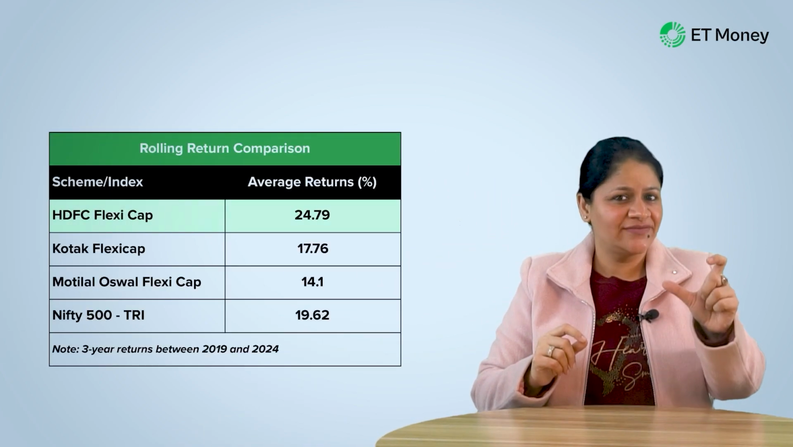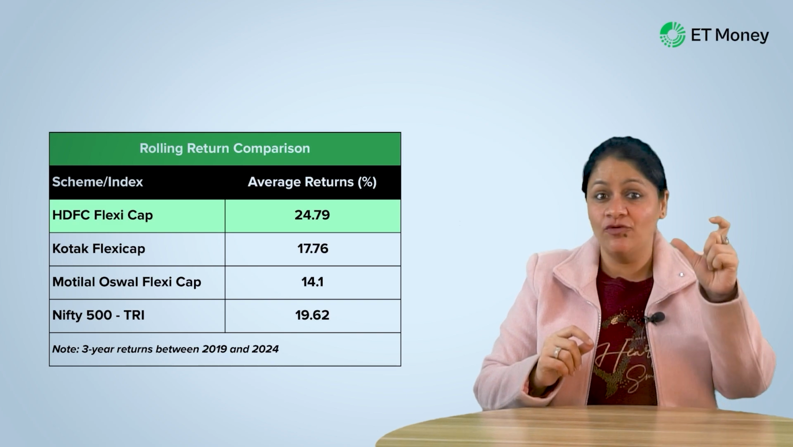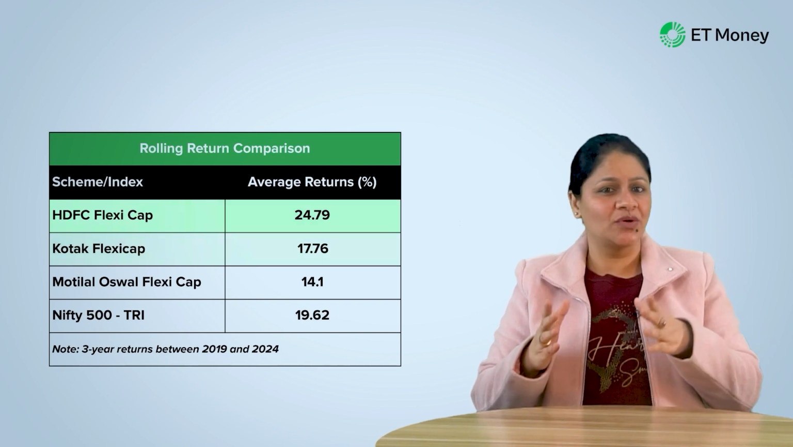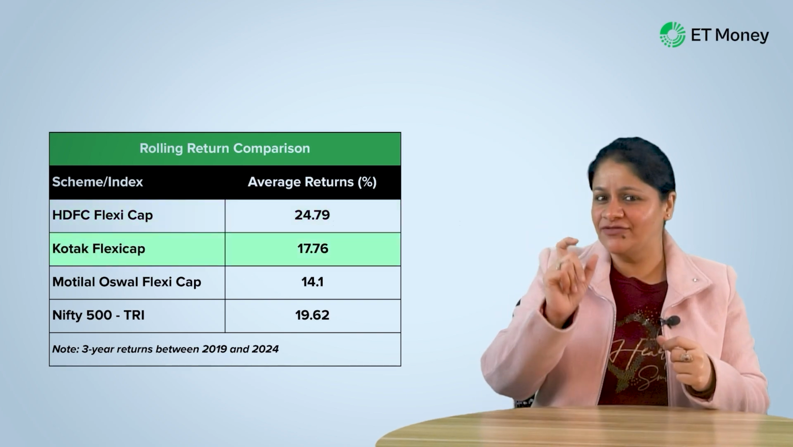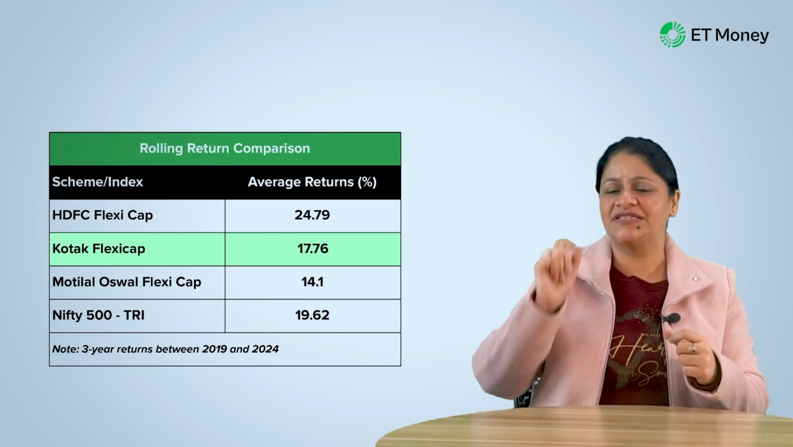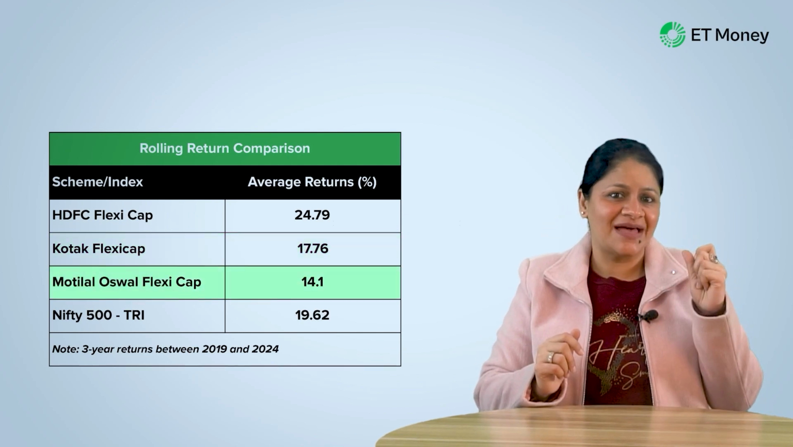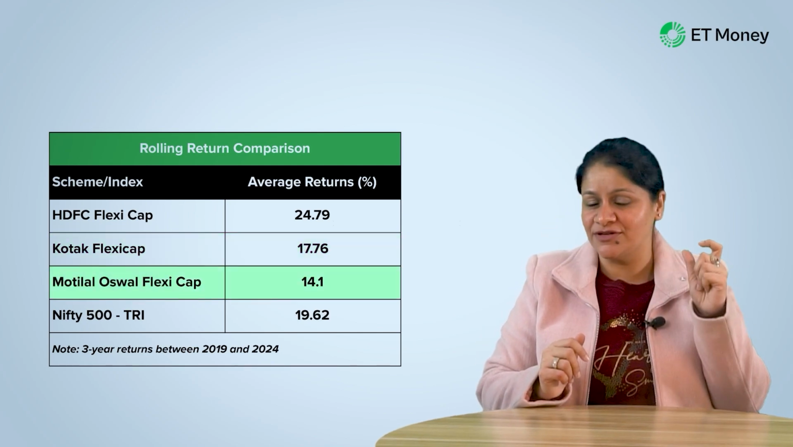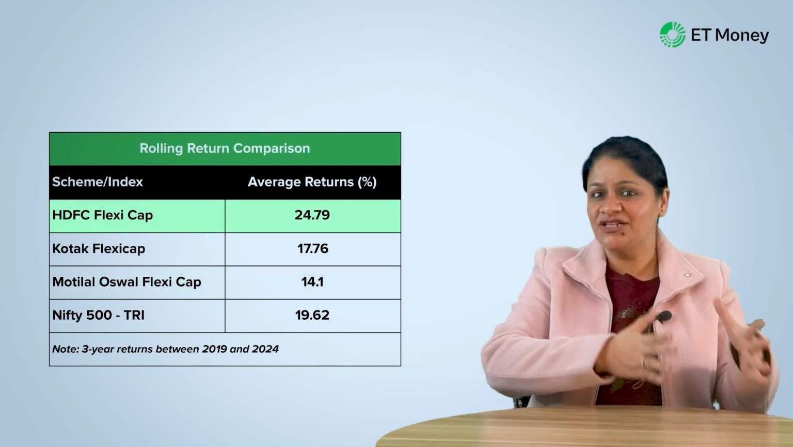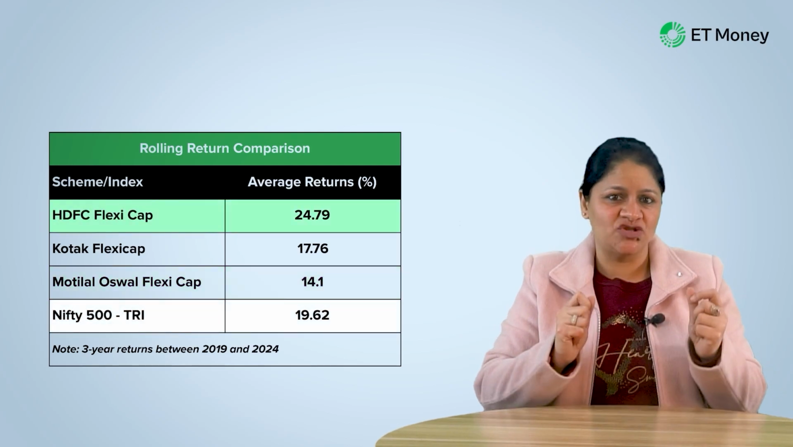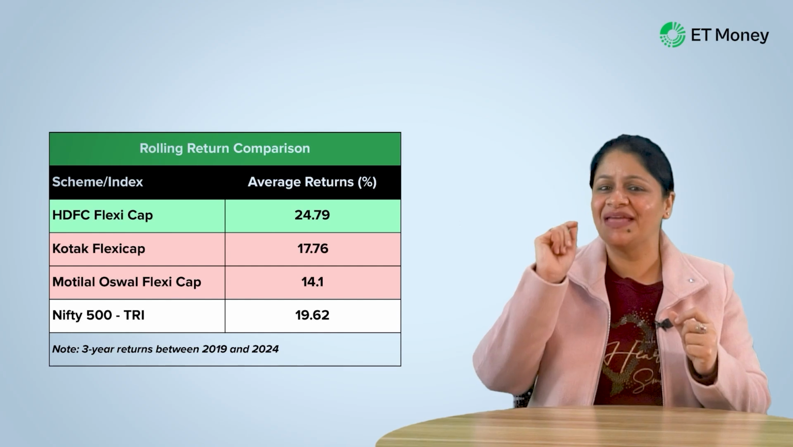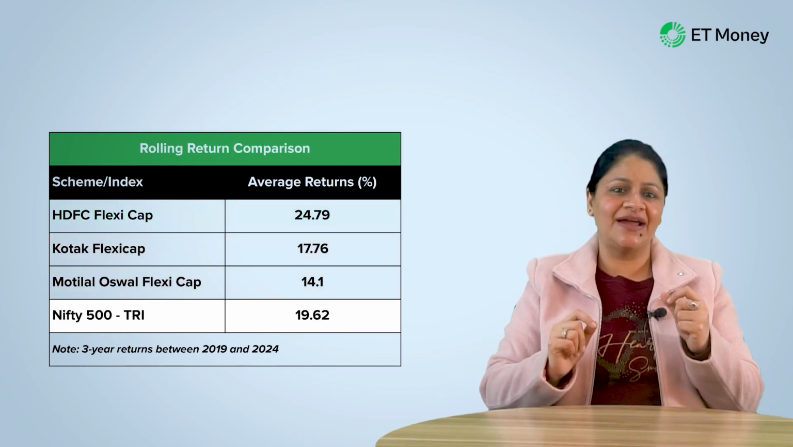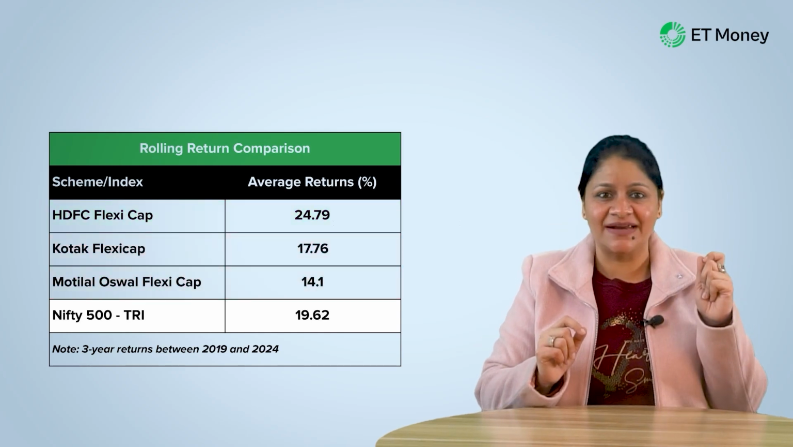We also checked the rolling returns of the funds for 3 years since 2019. HDFC Flexi Cap came at the top with 24.79% returns. Kotak Flexi Cap came next with an average return of 17.76%. Motilal Oswal Flexi Cap has an average of 14.1% returns. So while HDFC Flexi Cap did better than the benchmark, the other two lagged behind. The average return of Nifty 500 TRI index was 19.62%.